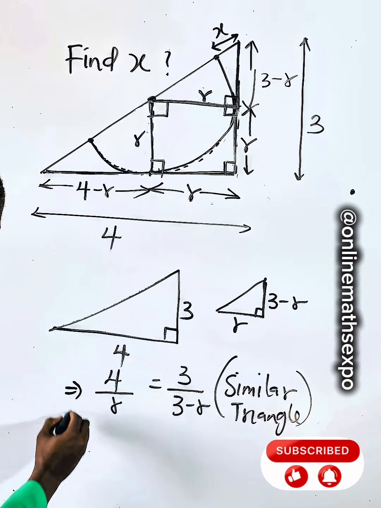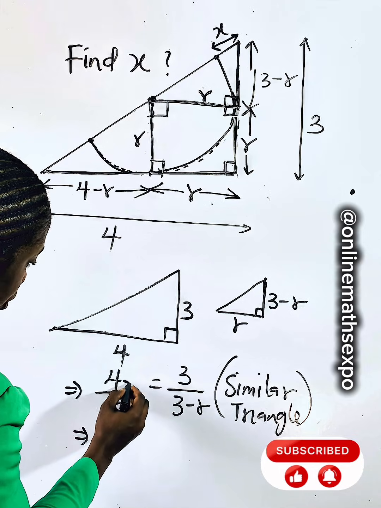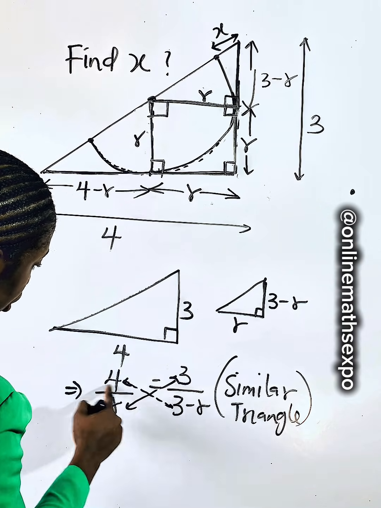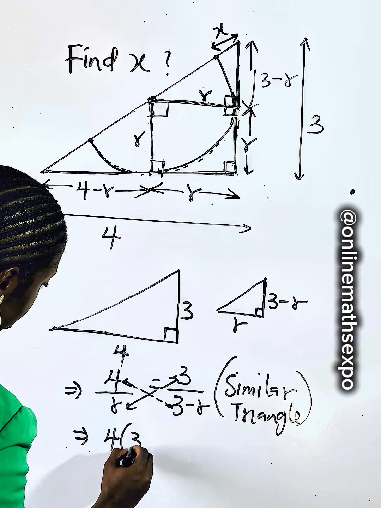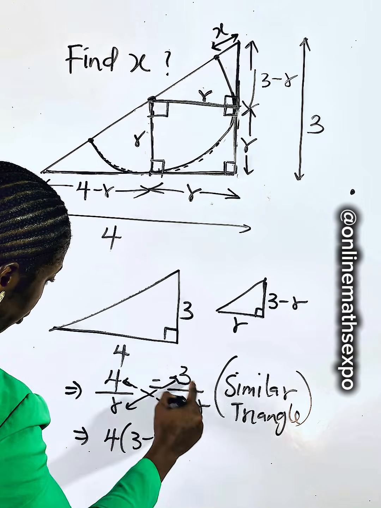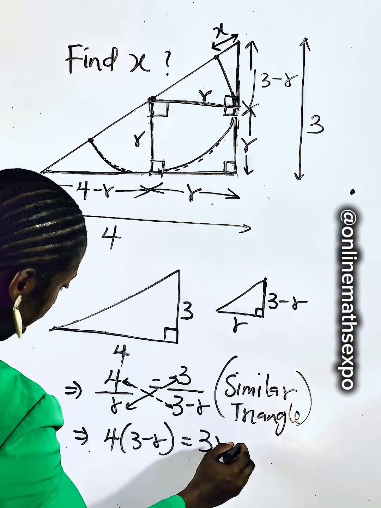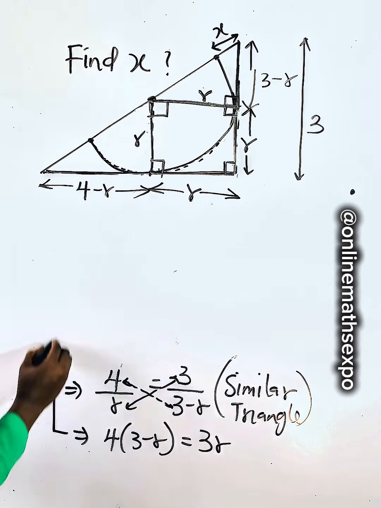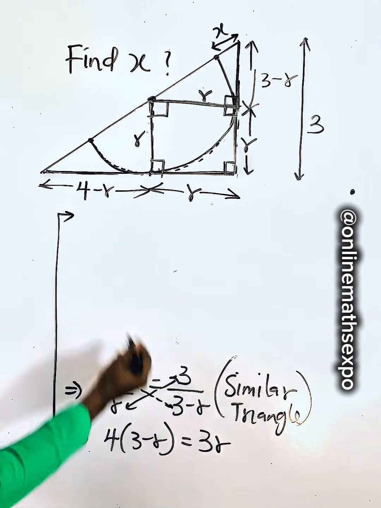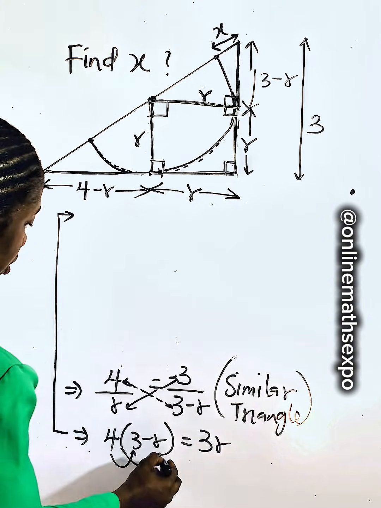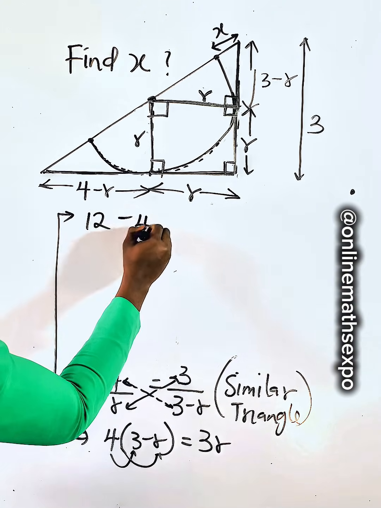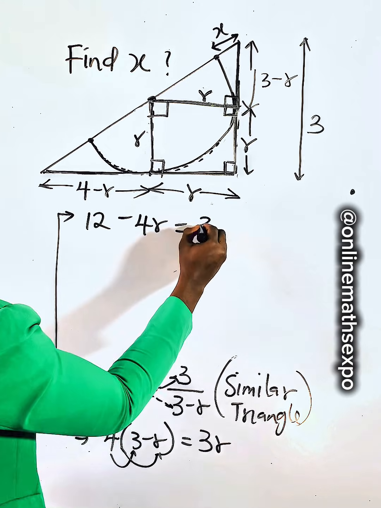So we now have it as, use this to multiply this and this to multiply. So 4 we multiply 3 minus r, and r will multiply 3 to give you 3r. So if you keep solving, we take it up to half. From here, we now have distribute this. We have 4 times 3, we give you 12. 4 times this is negative 4r is equal to 3r.